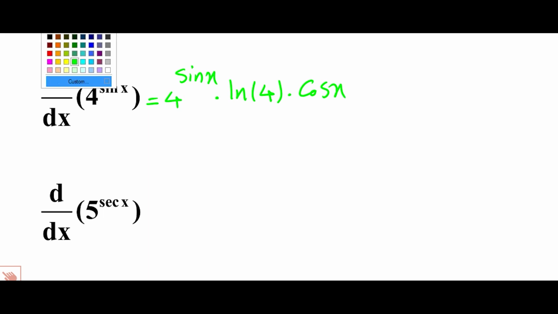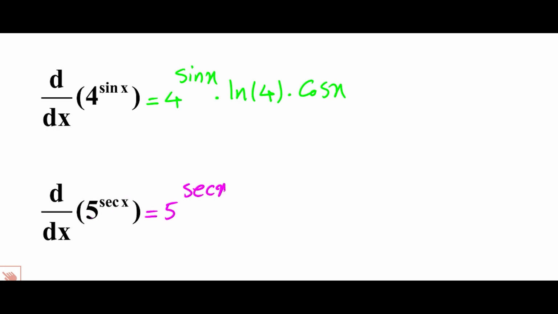Okay? Or the derivative of 5 to the secant of x is equal to 5 to the secant of x times ln of 5 times the derivative of secant of x, which is secant of x times tangent of x.